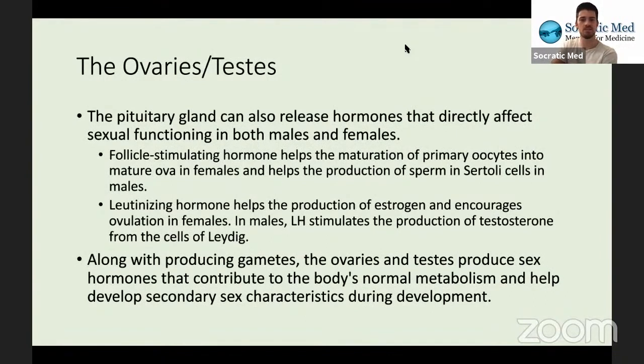Okay, so the ovaries and testes are another target cell and a point of interest when we're studying the endocrine system. The pituitary gland can also release hormones that directly affect sexual functioning in both males and females. Follicle stimulating hormone, like we talked about in Janelle's previous reproduction lecture toward the beginning of the program, helps the maturation of primary oocytes into mature ova in females. And it is also present in males too. It helps the production of sperm, which takes place primarily in Sertoli cells.